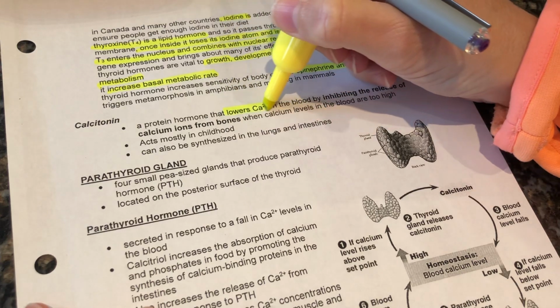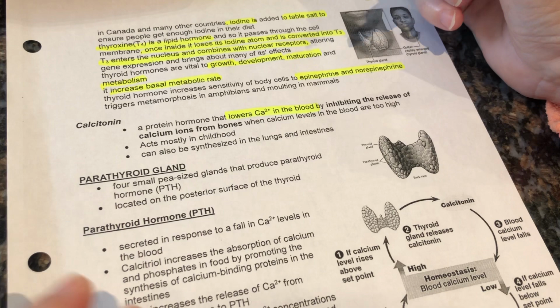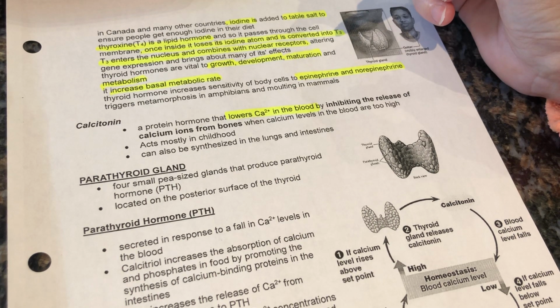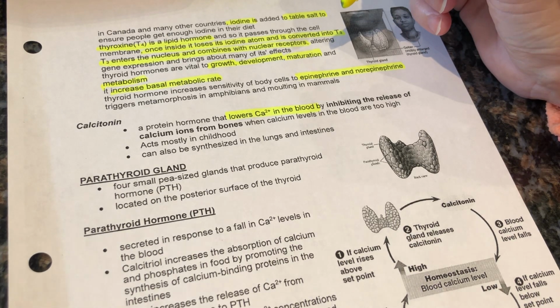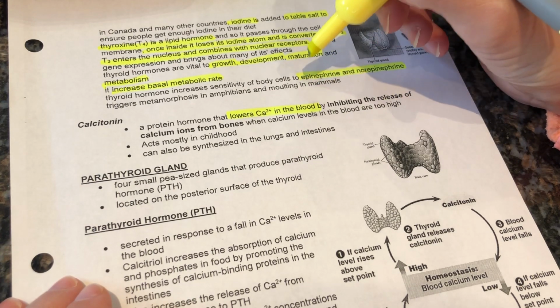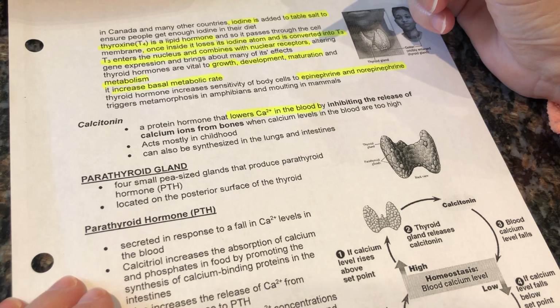Calcitonin lowers blood calcium levels, okay? So here's the thing, guys. You have to have a certain amount of calcium circulating in your blood all the time in order for the nervous system to function properly and for your muscles to function properly. So if you don't have enough calcium in your blood, you're going to steal it from your bones. And calcitonin tries to prevent that from happening.